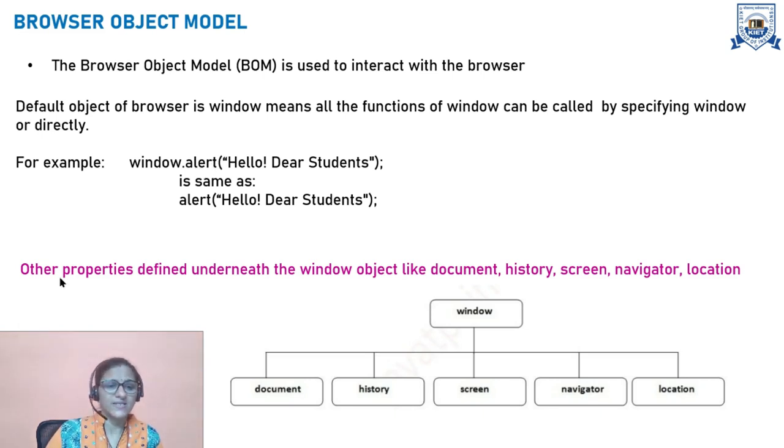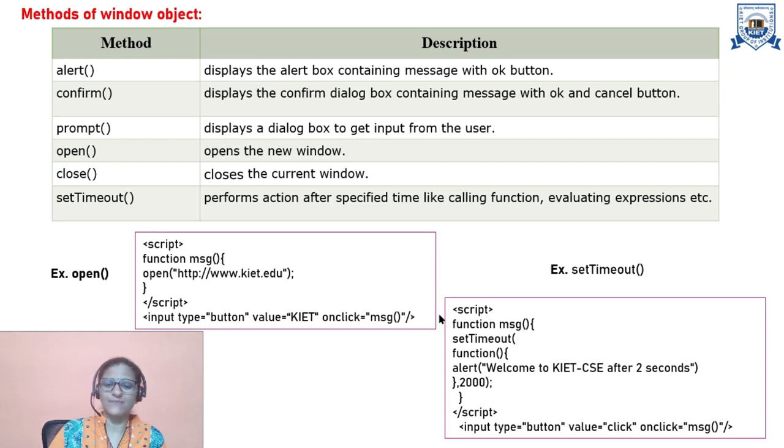Now, other properties that belong to window are, for example, document, history, screen, navigator, and location. It can be displayed like this. At the top is the browser. Then comes the window, which is a default object of the browser, and window contains these other properties. The first one is document, then history, then screen, and so on. We can take them one by one.